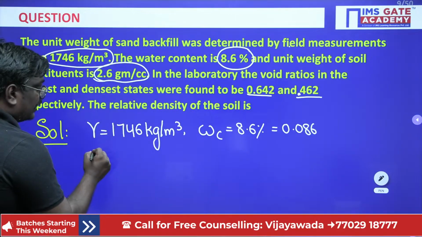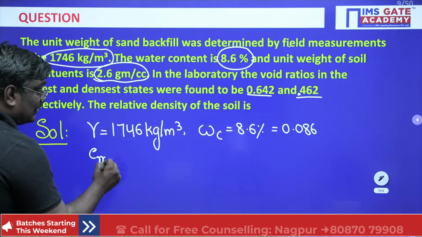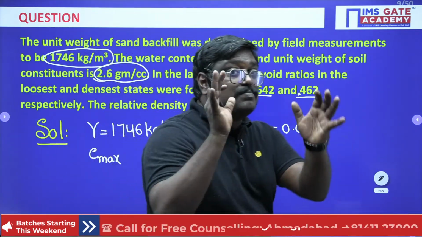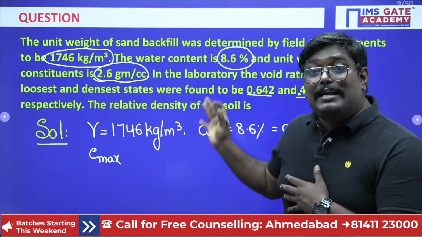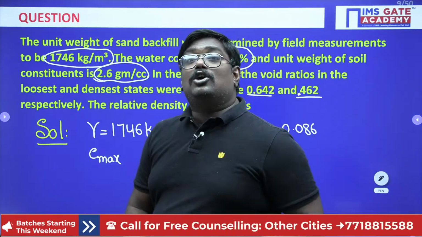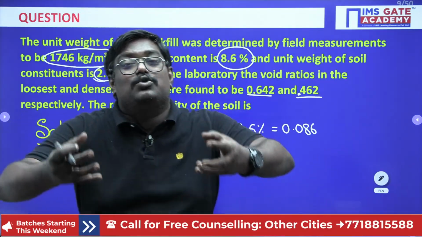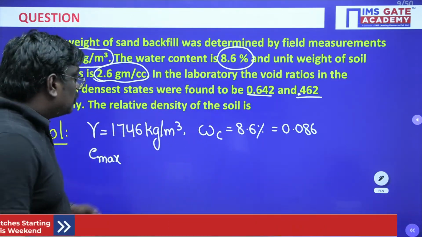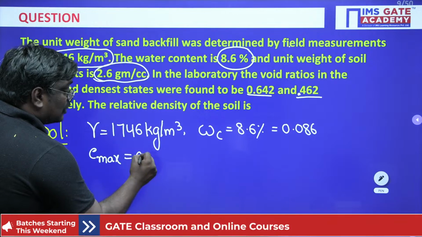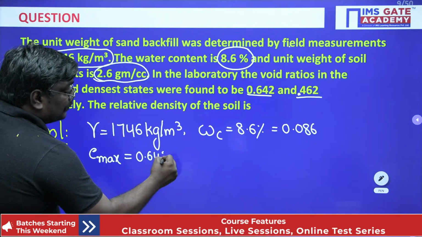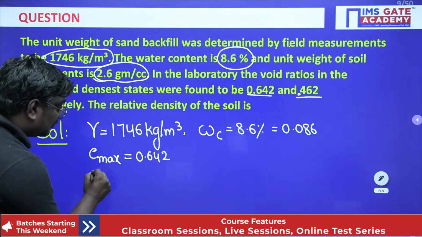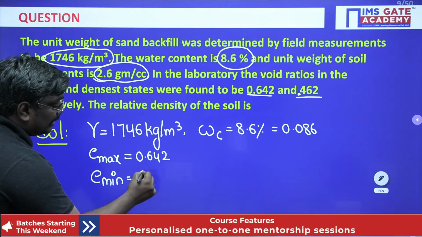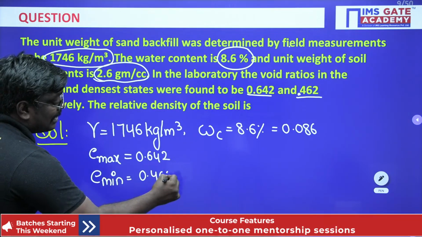And for the void ratio in the loosest state, here comes the catch, my dear students: they have not given the void ratio as maximum. They have given the void ratio in the loosest state. There comes the concept. In the loosest state, the void ratio will be maximum. So the maximum void ratio is given as 0.642. And in the densest state, the void ratio will be minimum. So here it is 0.462.